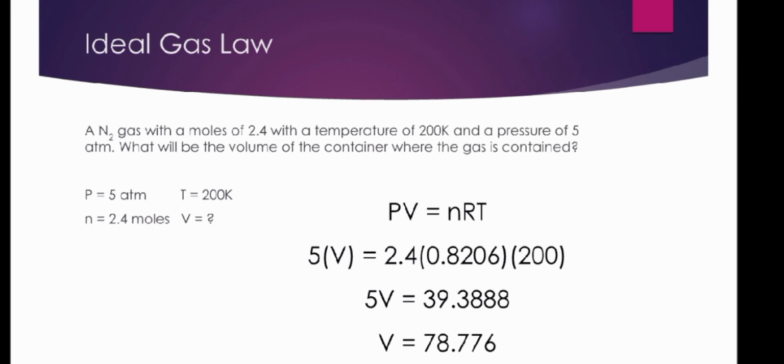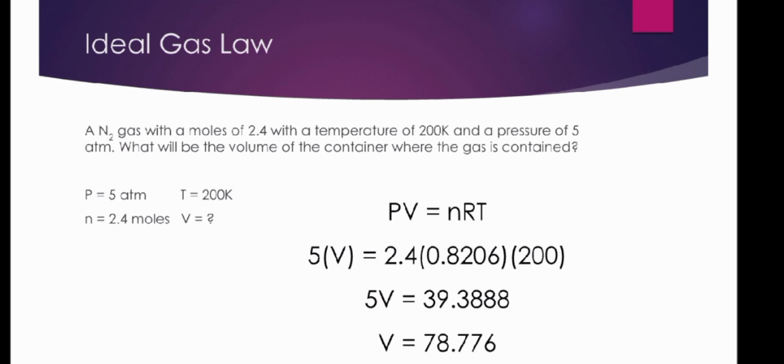0.08206. We have here an example, a nitrogen gas with 2.4 moles at a temperature of 200 Kelvin and a pressure of 5 atmospheric pressure. What will be the volume of the container where the gas is contained? So by using the formula PV equals nRT, substitute all the given data, we have 5 times V equals 2.4 times 0.08206 times 200. Multiply all nRT: 2.4, 0.08206, and 200.